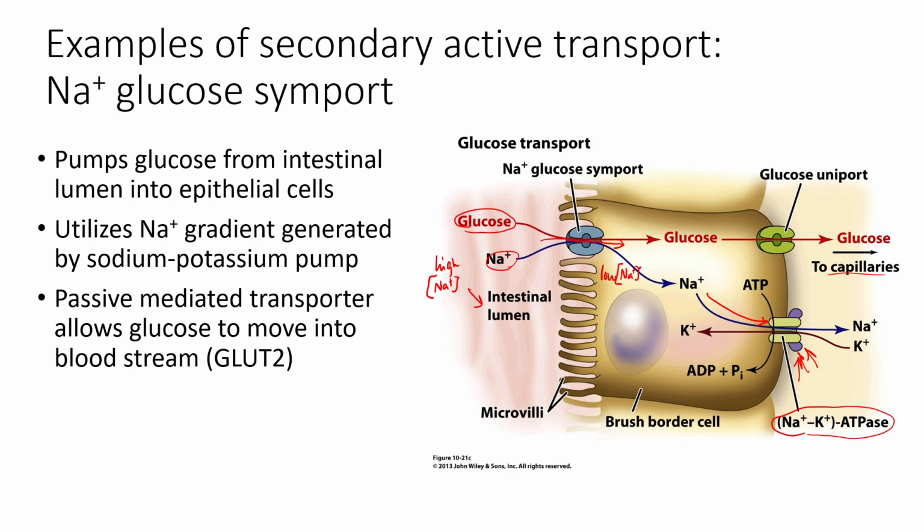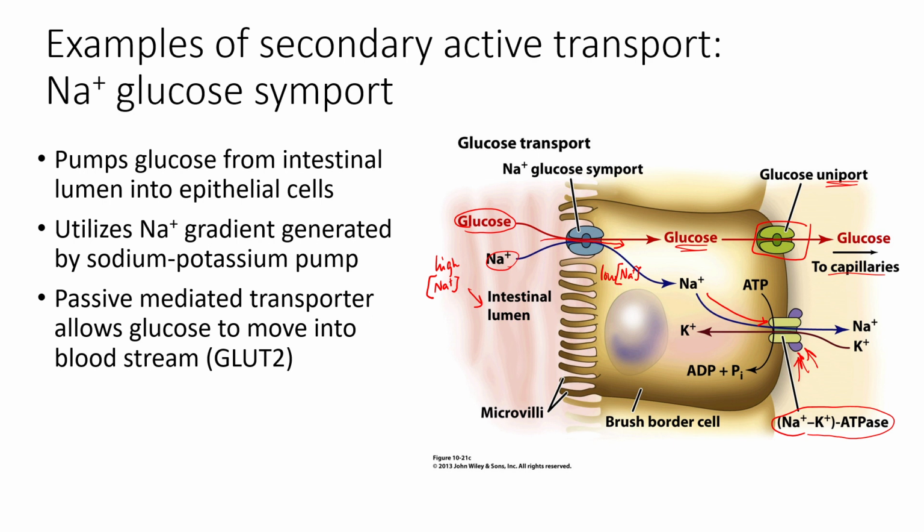And the other thing to note here is once the glucose has gone into the epithelial cell that's lining your intestine, it then gets actually pumped right back out into your capillaries, into your bloodstream, where it can get delivered to other systems of your body. And this is done using a uniporter.